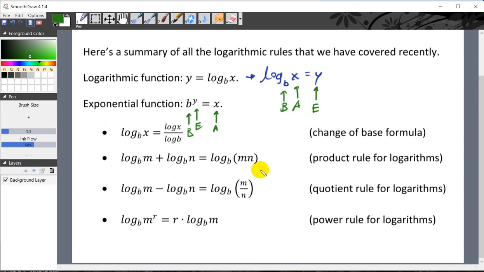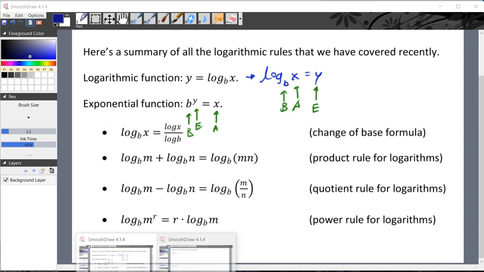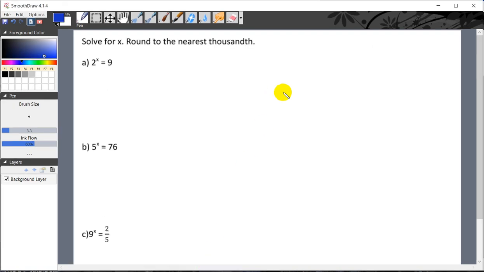Okay, so now what we're going to do is try to put this into practice. Let's try to do some other examples. Let's say what we want to do is solve for x. Our goal is to round to the nearest thousandth. As you can see here, we have 2 raised to the x equals 9. Now these problems are not going to be as obvious as what I went over before.